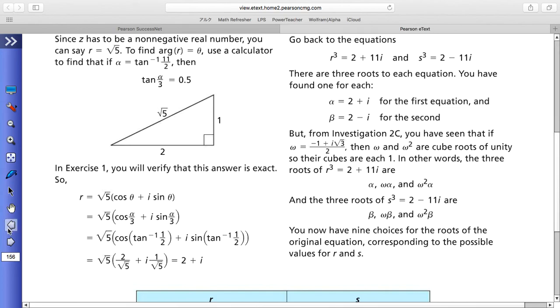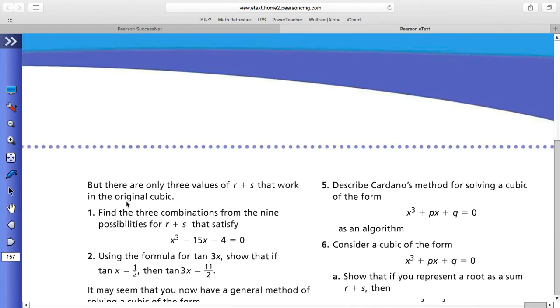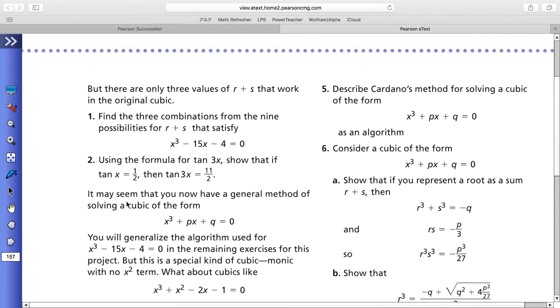Okay, this video is to help you understand and solve problem number 1 on chapter project 2. It says: find the 3 combinations from the 9 possibilities for r plus s that satisfy x cubed minus 15x minus 4 equals 0.